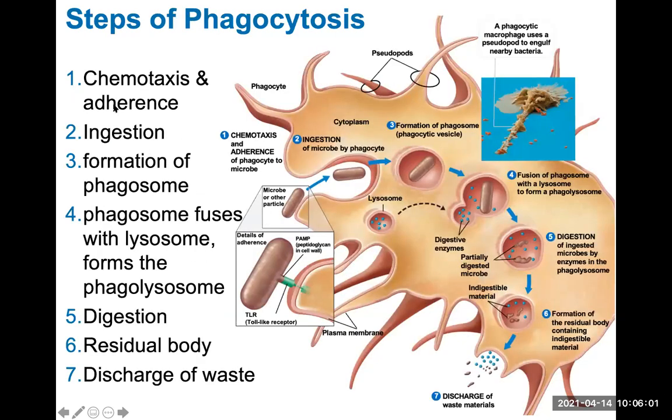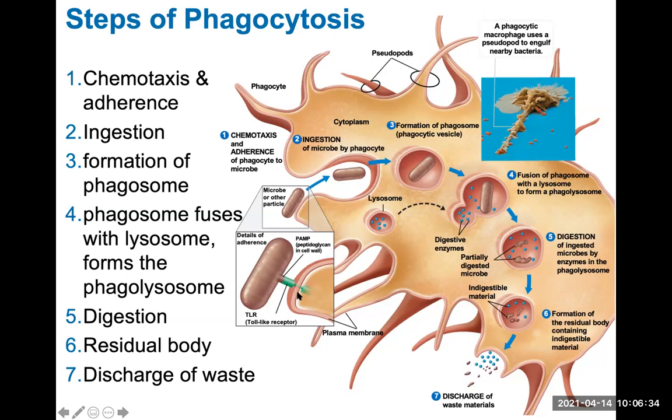Okay, so the steps of phagocytosis. Chemotaxis, being drawn towards a chemical stimulant, and in that case, it could be things that are being released from the microbe, but it could also be chemicals that are being released by other cells to alert the phagocytes that there is a problem. And then adherence, the extension of those pseudopods, right? So step one, chemotaxis and adherence to the phagocyte.